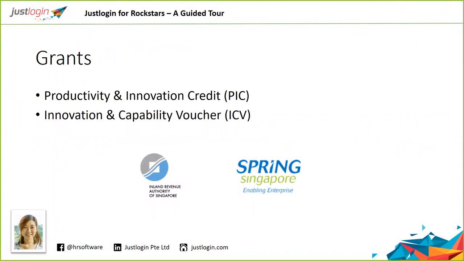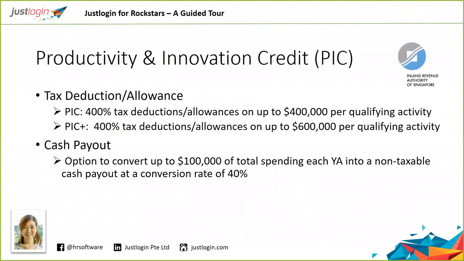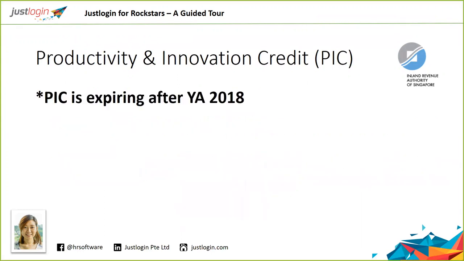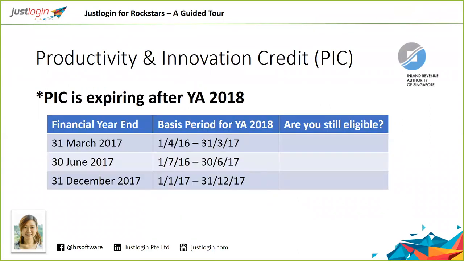So let me introduce some good news for you. Currently, the government is giving out grants. You can get some funding from the government called PIC, which most everyone knows, and ICV by Spring Singapore. Let me go into details. For the PIC, you can either claim under tax deduction, or you can claim for the cash payout of 40%. So all the setup fee, all the subscription fee, everything you can claim. But one thing is PIC will be expiring in the year of assessment 2018.